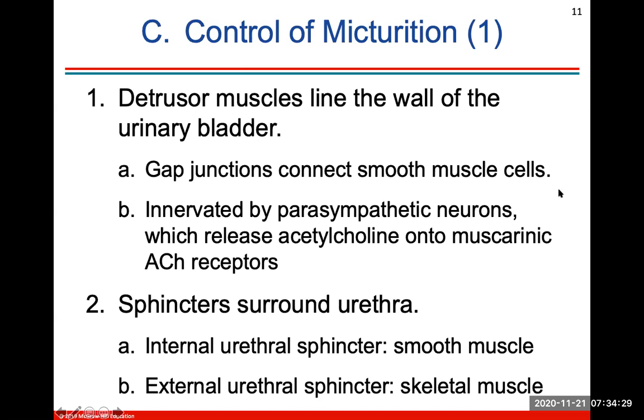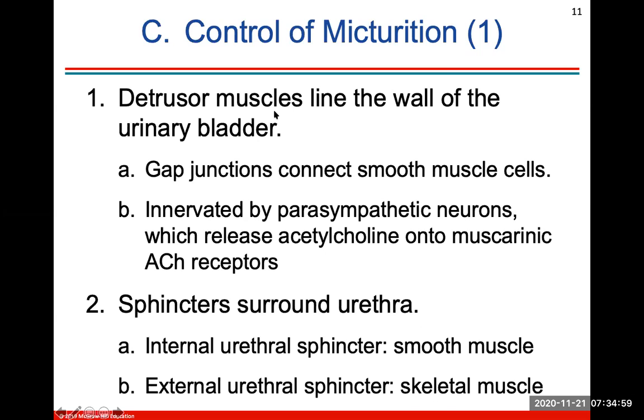Control of micturition. Micturition is the term for urinating. In terms of controlling that, you have detrusor muscles that line the wall of the urinary bladder. They're innervated by parasympathetic neurons. Sphincters will surround the urethra, the internal and external sphincter. And the external urethral sphincter is what is made up of skeletal muscle.